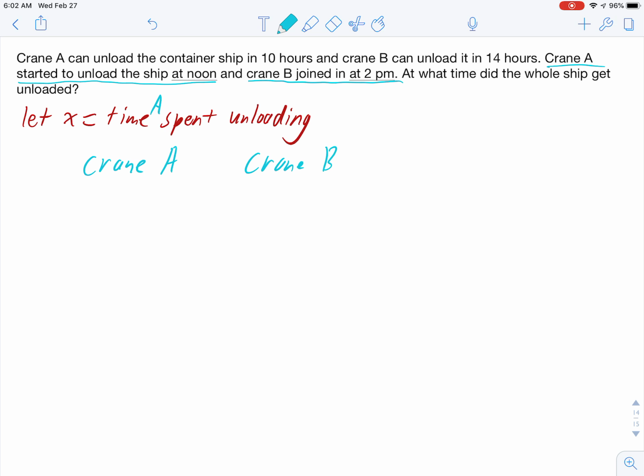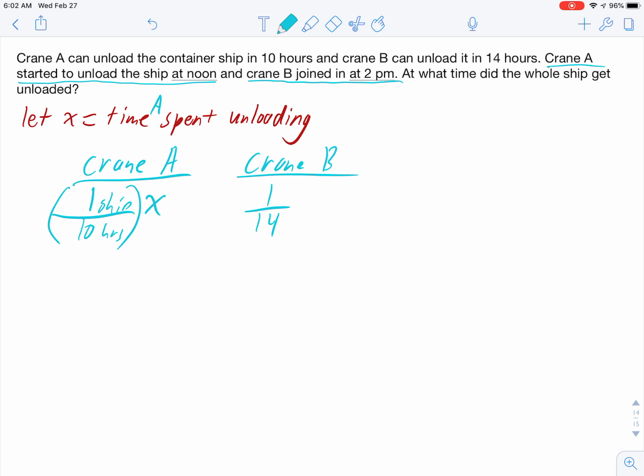So first of all, the rate for crane A does one ship every 10 hours. And crane B does one every 14 hours. And they're each going to be working for some amount of time. So we take the rate that they're working at, so crane A's rate, and then multiply that by how much time it works. So crane A is going to work for X hours.